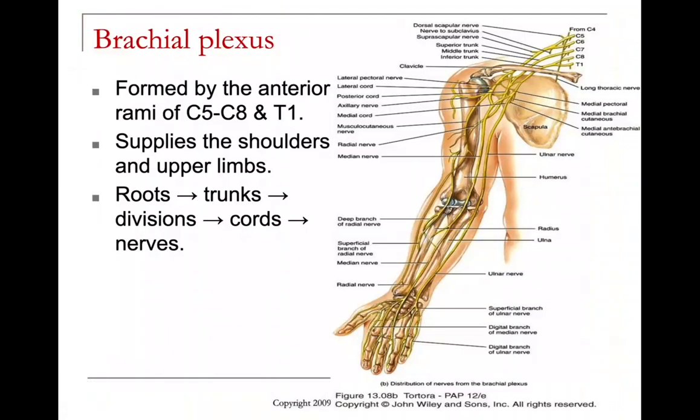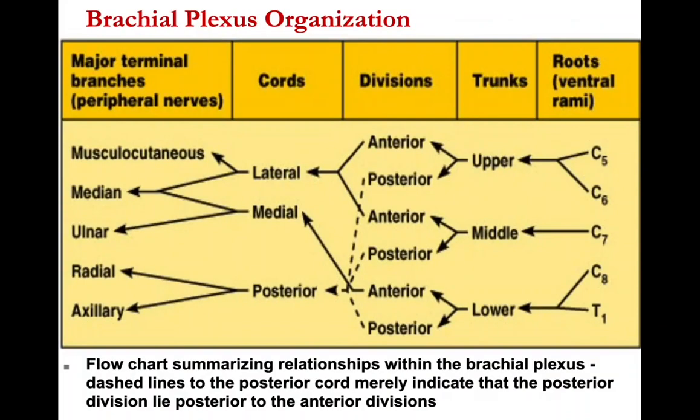The brachial plexus, this is the one that most people usually get to memorize. It's formed by the anterior rami of C5 through 8 and T1. This is going to go to the shoulders and the limbs. It breaks up into roots, trunks, divisions, cords, and finally the nerves. So this picture here is a nice one showing how you start with the roots here. You have the trunks, the divisions, the cords, and how you finally end up with these terminal branches.